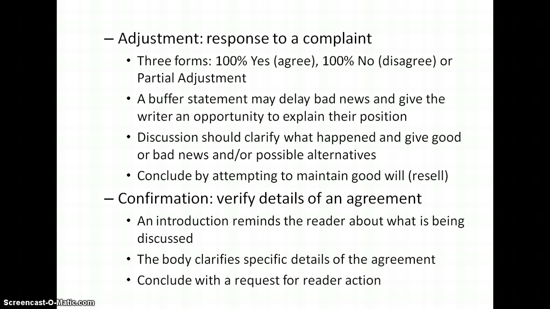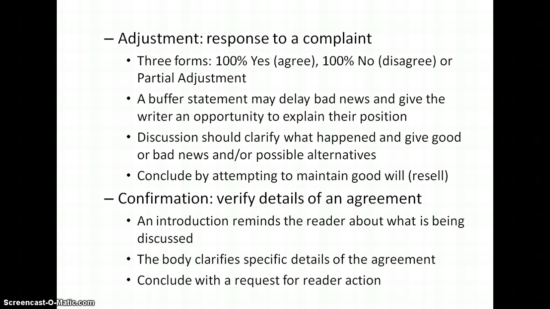Adjustment or response to a complaint. Three forms: 100% yes if you agree, 100% no if you disagree, or a partial adjustment. A buffer statement may delay bad news and give the writer an opportunity to explain their position. Discussion should clarify what happened and give good or bad news and/or possible alternatives. Conclude by attempting to maintain goodwill or to resell.